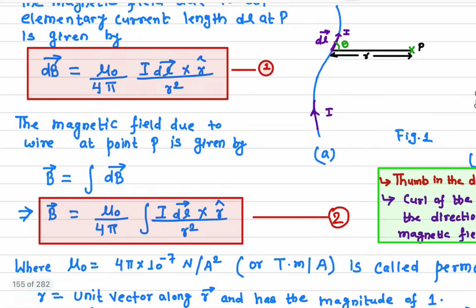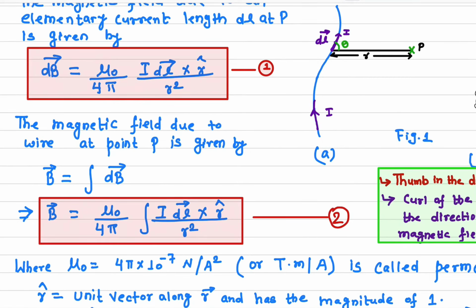And here the mu naught over 4 pi and I, these two are constants, so I'm just taking all the constants out, and the dl vector and r, these are the variable quantities, so I'm keeping them inside the integration. And here r is a variable, because if I choose this length, then this will be your r. If I choose this length, then this will be your r. So these are the variable quantities. All right. So this gives you the total magnetic field due to this current carrying wire.